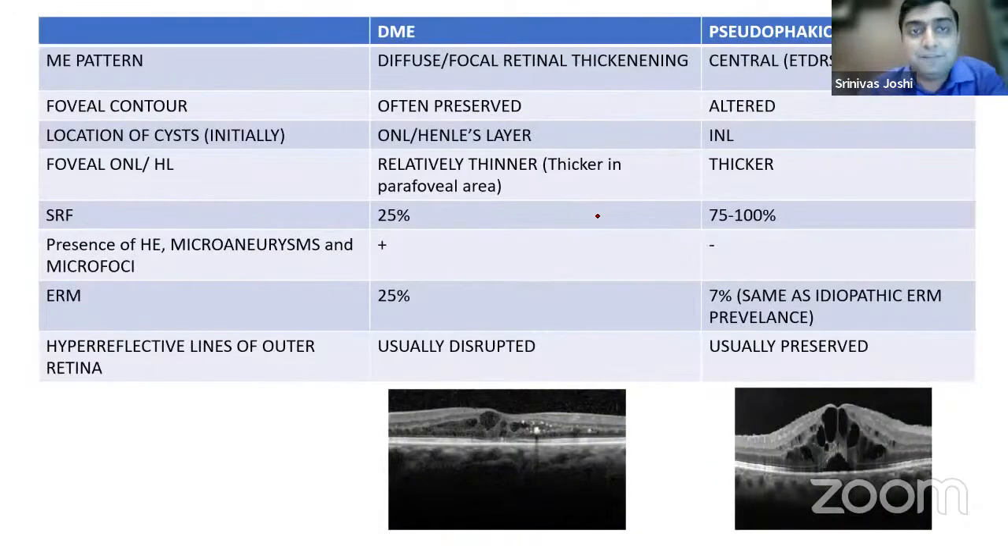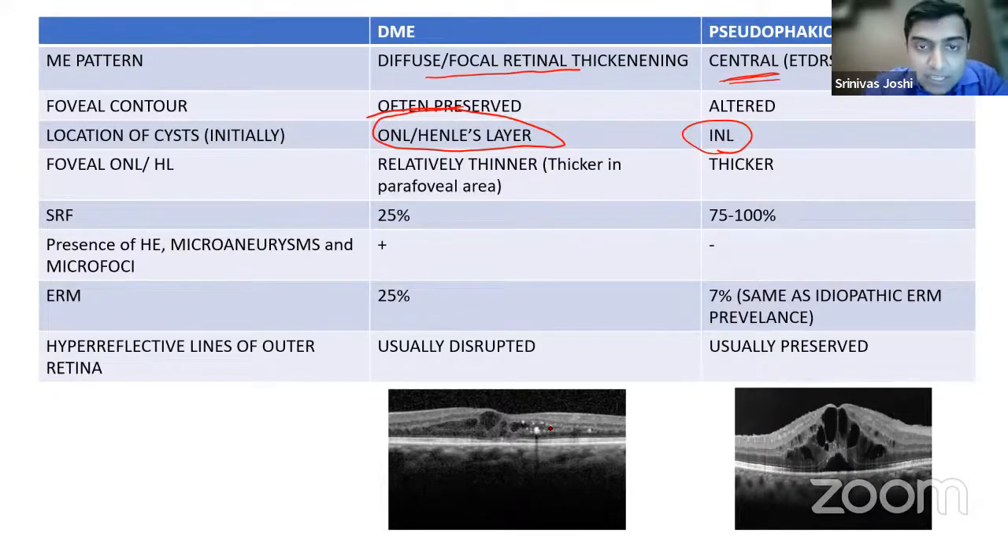So what's the main difference between DME and pseudophakic CME? I think just last week, Titiyal sir was asking this question. The first is the macular edema pattern. DME is diffuse or focal, whereas pseudophakic CME is very much central. Then the location of the cyst: usually it is ONL and Henle's layer in case of DME, whereas it is mainly INL in case of pseudophakic CME.